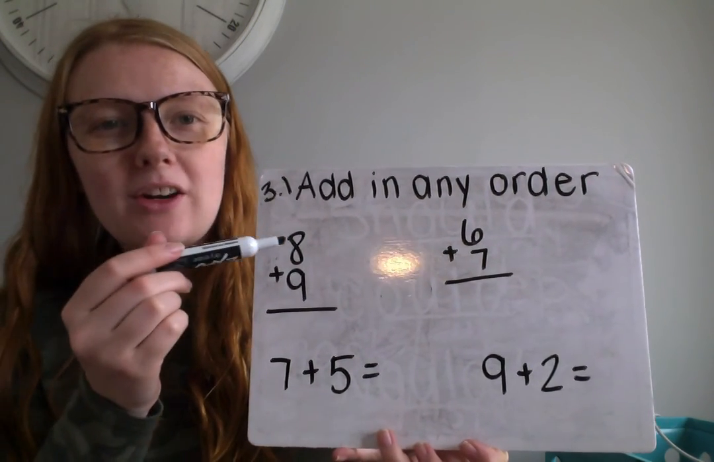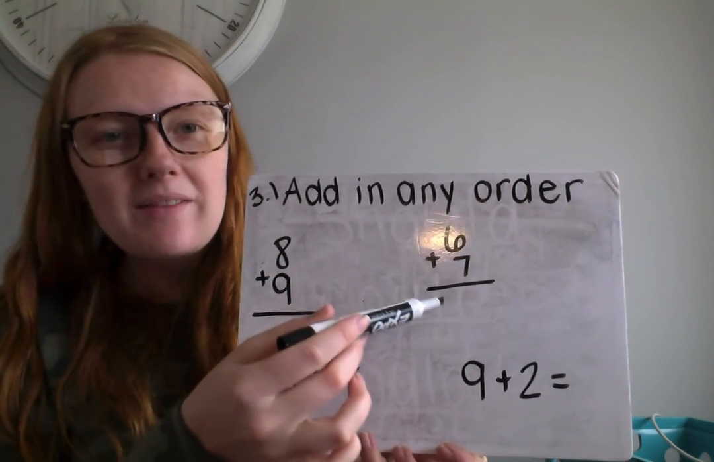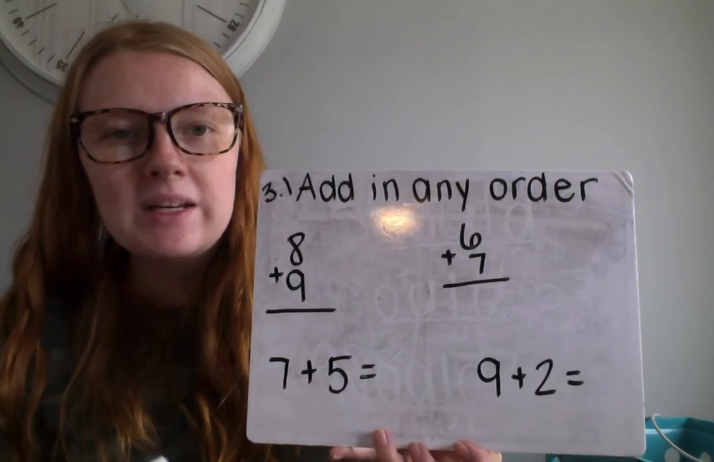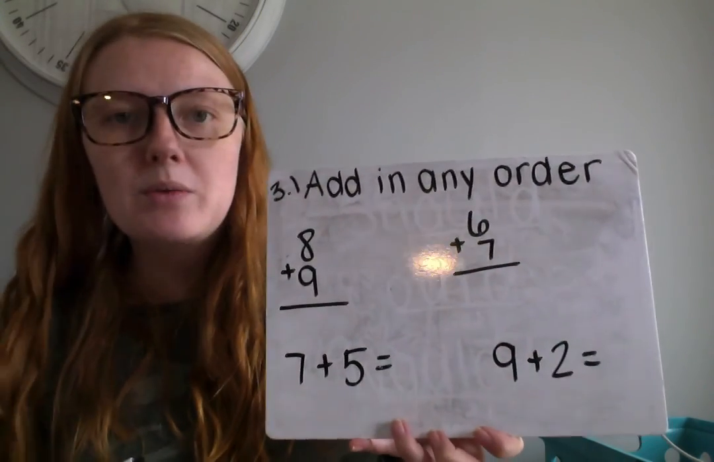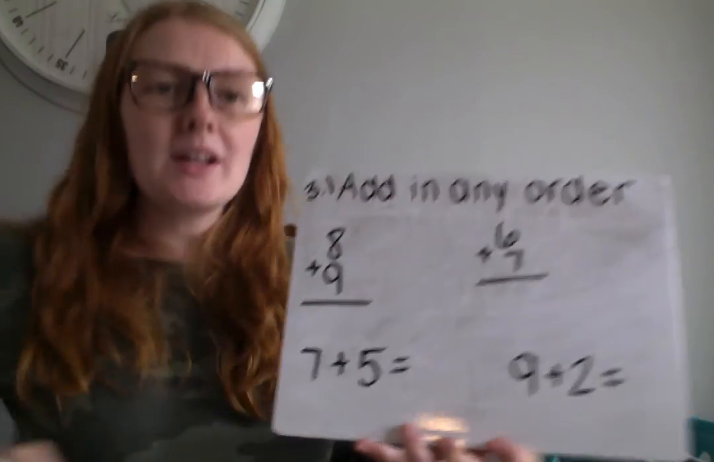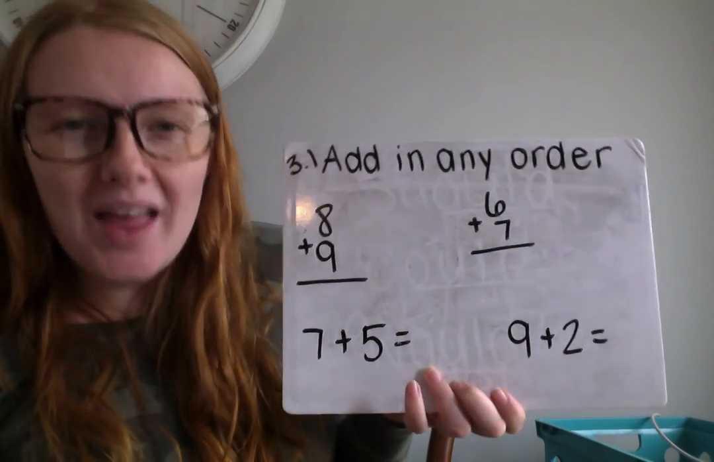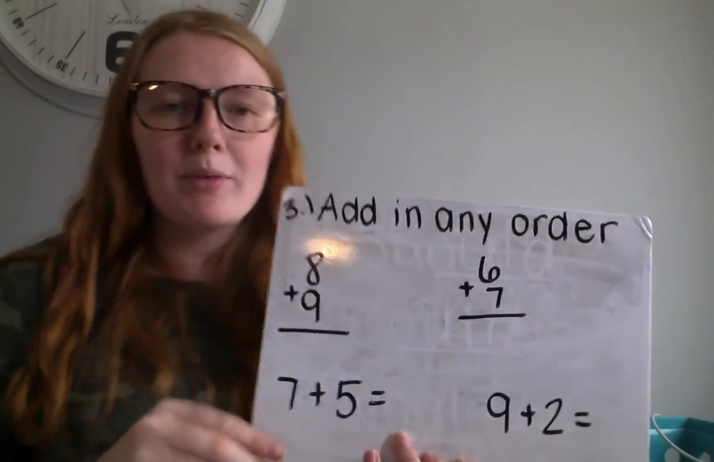So the two numbers I'm adding are 8 plus 9 equals, and then I'm going to fill it in. 6 plus 7 equals, remember that bar across means equals. It means the same thing as the equal sign down here. So we have 7 plus 5 equals blank, and 9 plus 2 equals blank. So what we want to do is solve the addition sentence first, and then find the addition sentence in the opposite order.